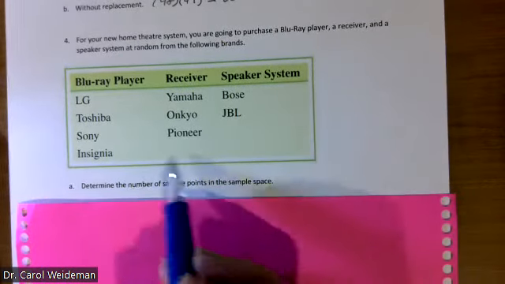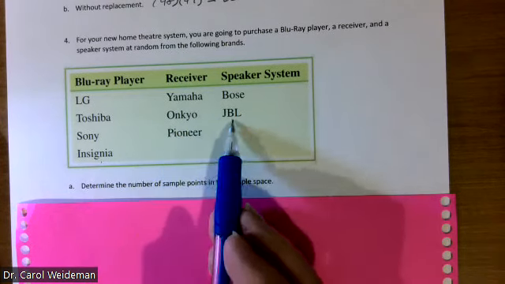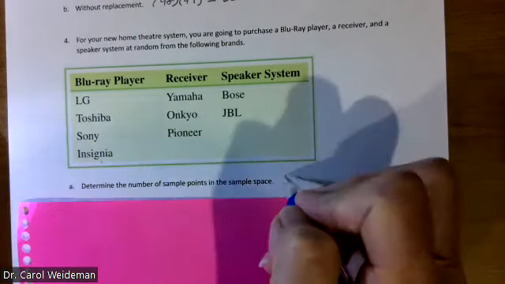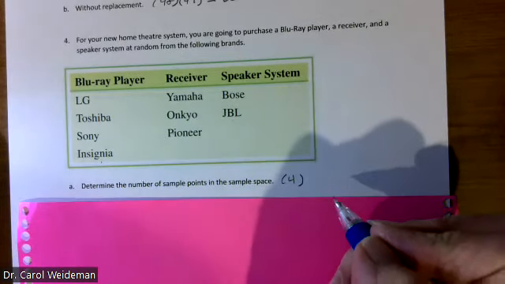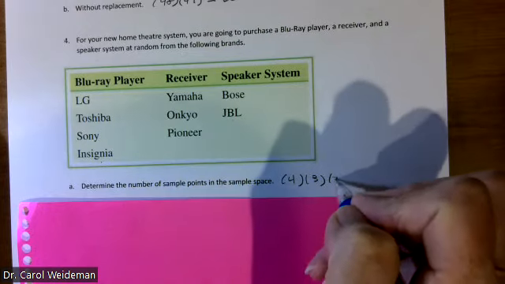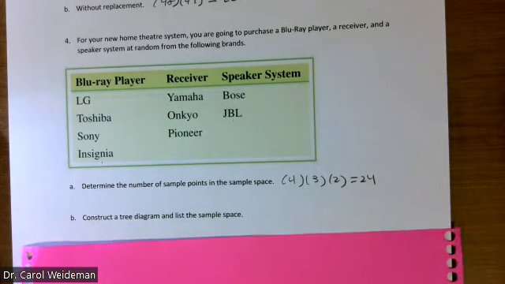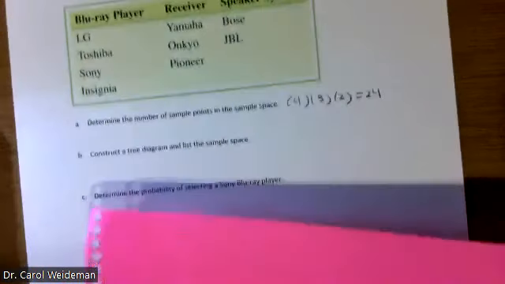So in other words, we're going to multiply the number of ways we can pick the Blu-ray player times the number of receiver options times the number of speaker options. So we see 4 for the player, the Blu-ray player, 3 for the receiver, and 2 for the speaker. And so I have 24 sample points. And now we want to construct a tree diagram.